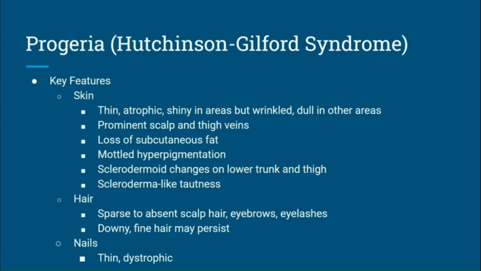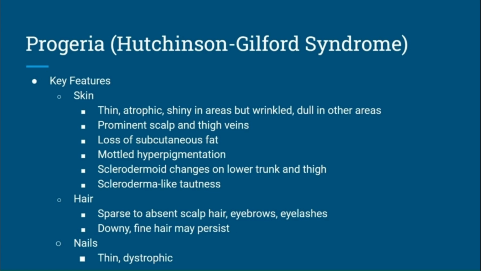Skin findings here, you see thin, atrophic, shiny plaques in areas, but might be wrinkled and dull in others. Prominent scalp veins as well. So you might see scalp veins, you might see thigh veins. You're going to lose a lot of your sub-Q fat.